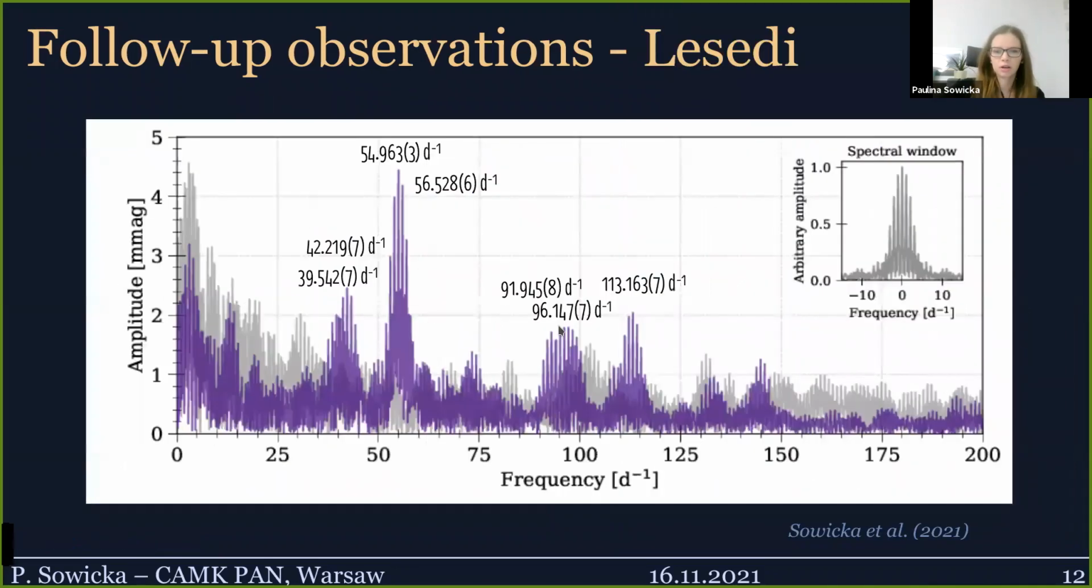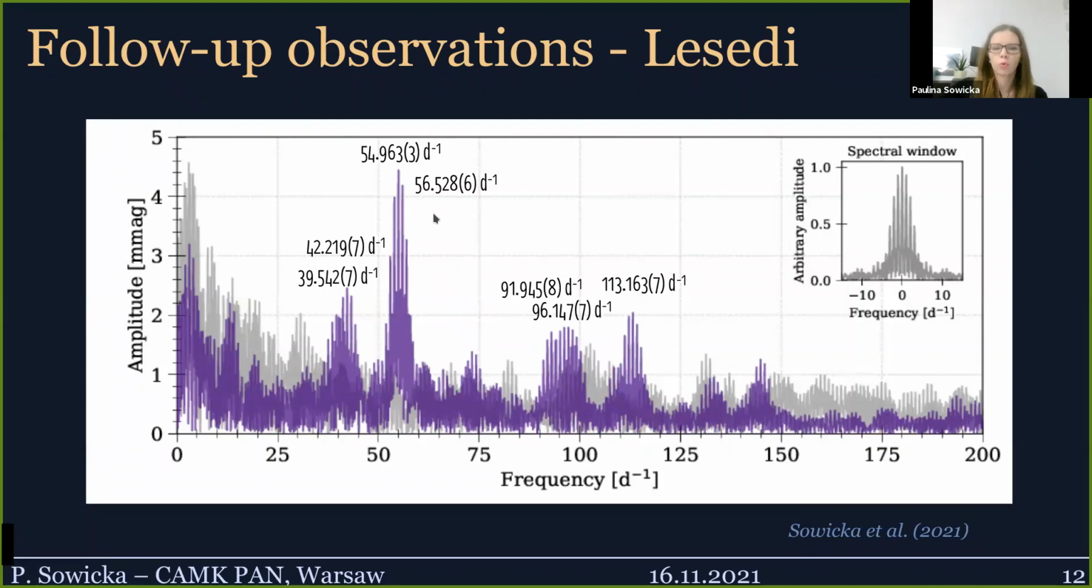We then calculated a Fourier transform of the whole run, which is shown here. In gray, we show a Fourier transform of the comparison star for comparison. And we can see that there are 4 main groups of pulsations, around 40 cycles per day, around 55 cycles per day, 90 and 113.